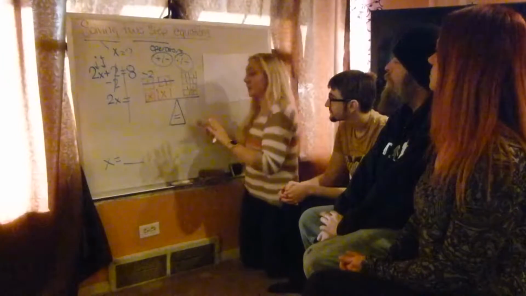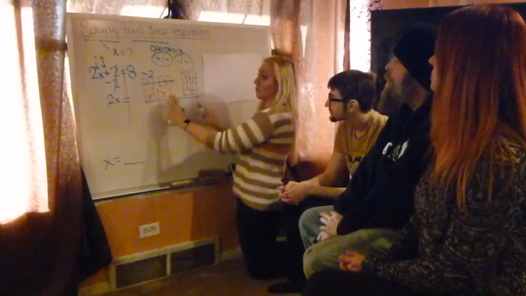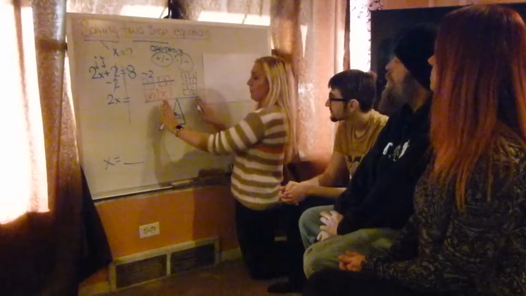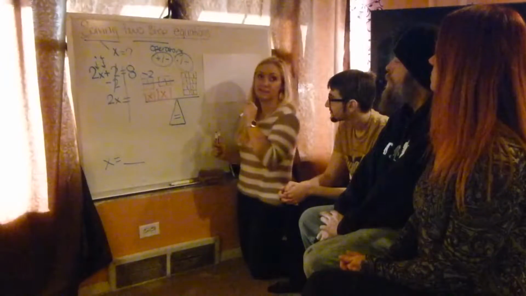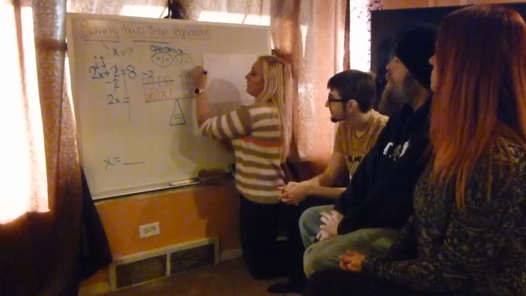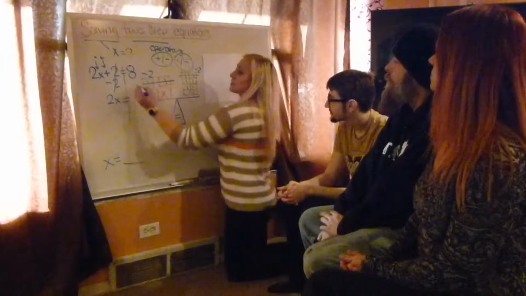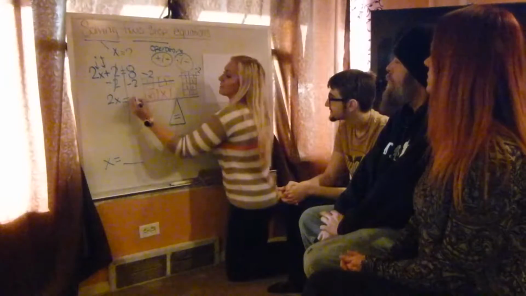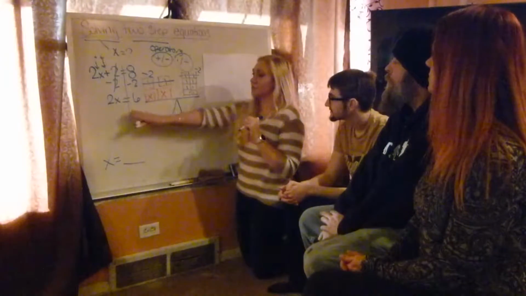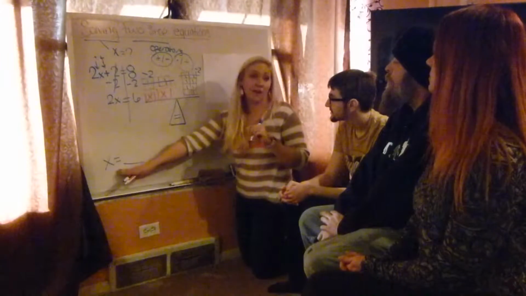Okay? But because this is a scale, we need to make sure that we're keeping it balanced. If we take 2 away from here, that side's going to weigh more. So what we need to do is we need to do the same thing to this side. So we're going to take away 2 1's over here. So we're taking 2 away from 8, so what are we going to get? 6. 6. Perfect.